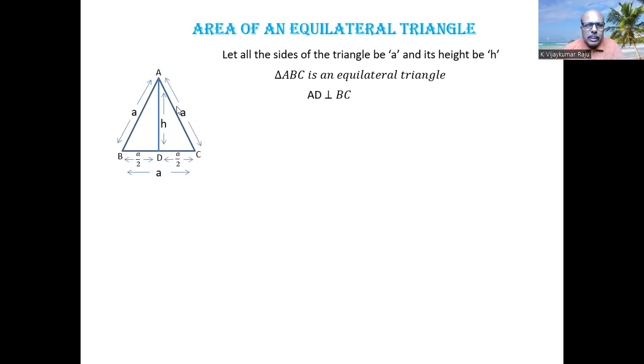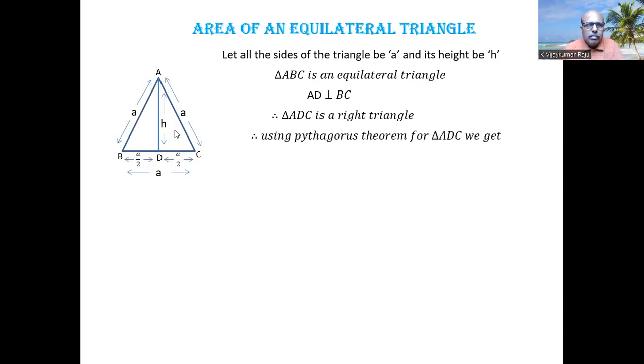If it's an equilateral triangle, now draw AD perpendicular to BC. When you take AD perpendicular to BC, then ADC becomes a right triangle. This is a right triangle. So when we use the Pythagoras theorem for this triangle, what do you get? What is the Pythagoras theorem? This square plus this square is equal to AC square. So AD square plus DC square is equal to AC square.